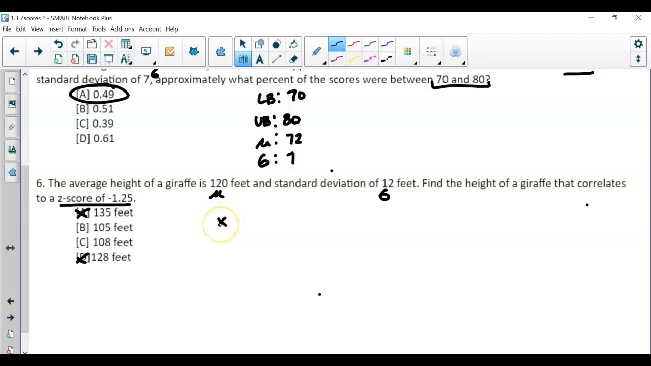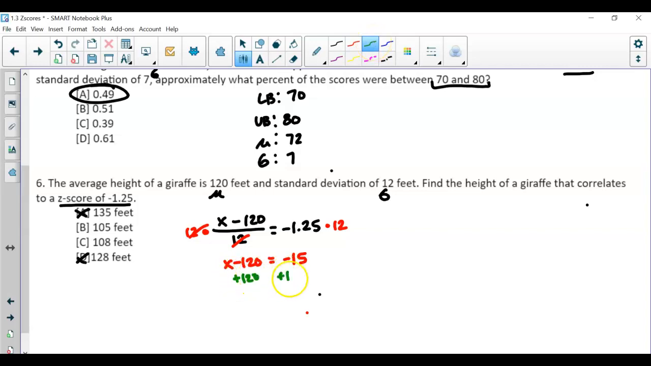So here again, we're looking for x. So x minus your mean divided by standard deviation. Well, how do we set this up? That is equal to the z-score, which is negative 1.25. Then you go through and solve. What do we have to do first? Get rid of the fraction. If you're dividing by 12, then multiply by 12. So now here you've got x minus 120 is equal to negative 15. So now what is the last step here to solving for x? Add 120. So that's why the answer here is B.